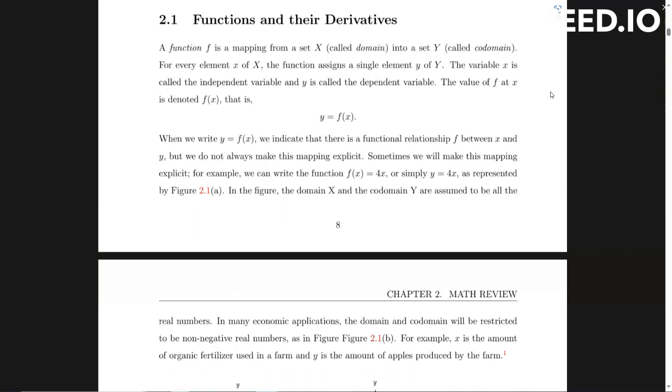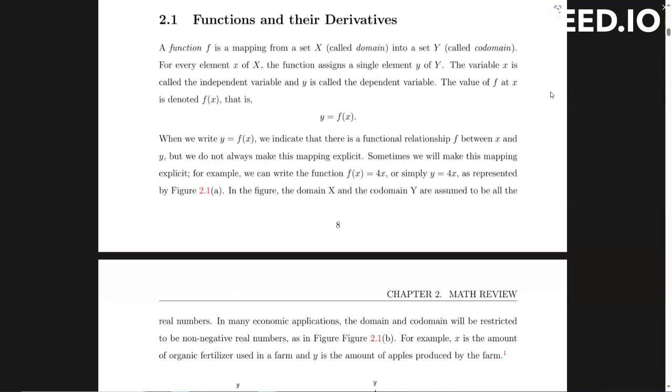For every element x of domain x, the function assigns a single element y of codomain y, or range y. The variable x is called the independent variable, and y is called the dependent variable. So that's actually fairly important. We're just saying that y depends on x. It's all very simple, very easy, but could be brand new to some people. The value of f at x is denoted f of x. So we know the function notation there.